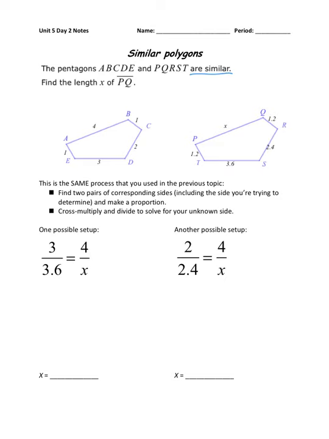So as we say in the notes, same process. Find two pairs of corresponding sides and make a proportion. I'm going to circle the X so we remember that's what we're trying to find. So we know we need QP. So I'm going to put QP here. And what corresponds with QP? BA.